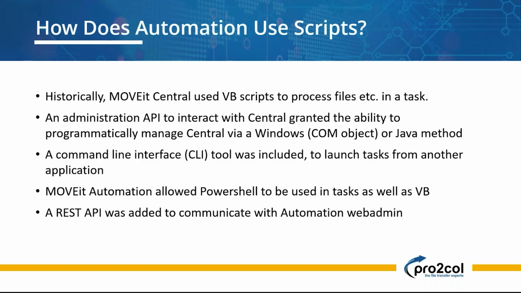So MOVEit Automation, or MOVEit Central as it was then, had an administration API. So we could do this using a Windows COM object or Java if you were on another machine and needed to talk to the Windows MOVEit Central server. This also came with the command line interface tool. We'll be seeing the command line interface in just a little bit. We'll take a look at that in real time.